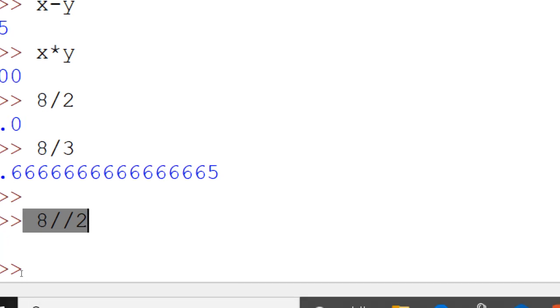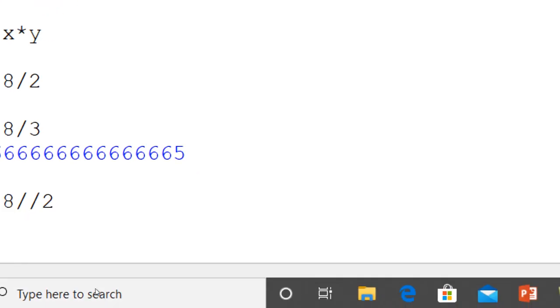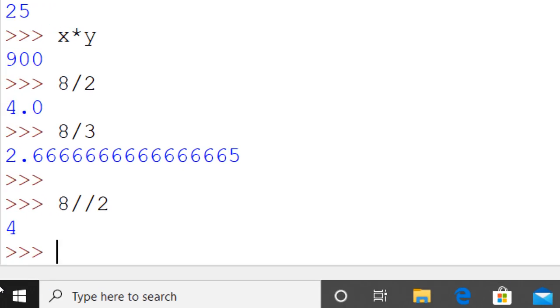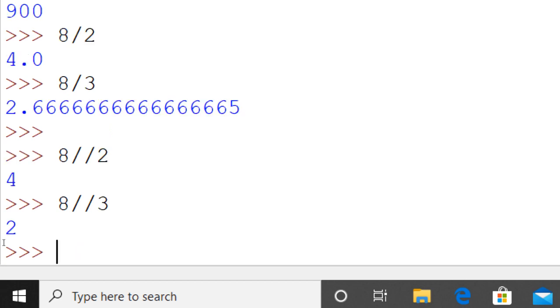Okay. Suppose I have written 8 floor division 3. 8 is an integer and 3 is also an integer, so you can see that instead of giving the data in decimal, it is giving me the data as just an integer. It basically removes the decimal part and gives me the data without the decimal part.